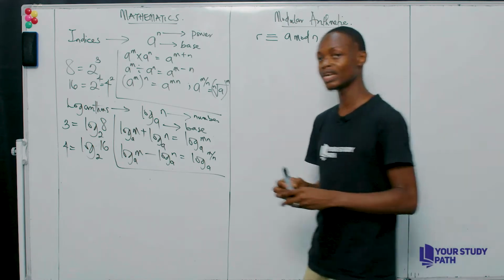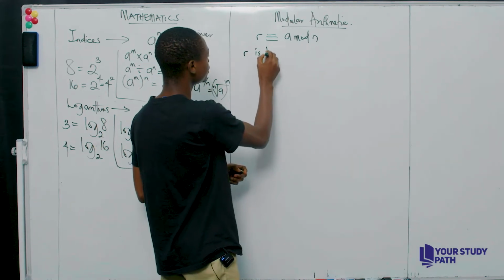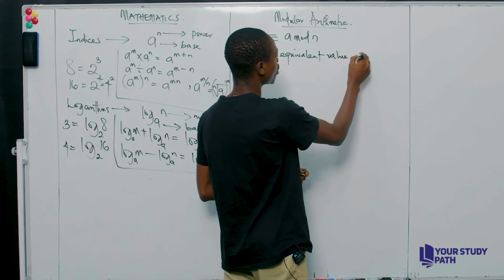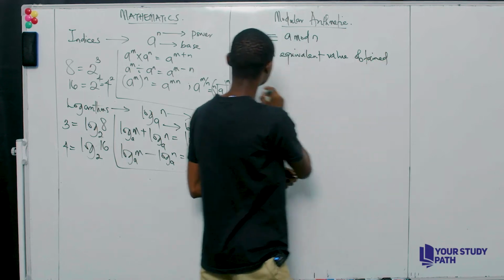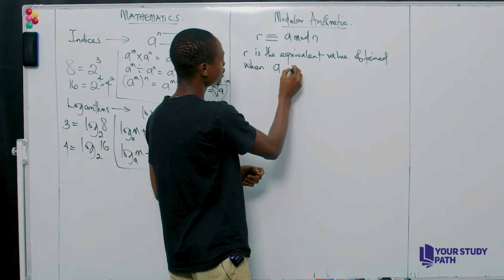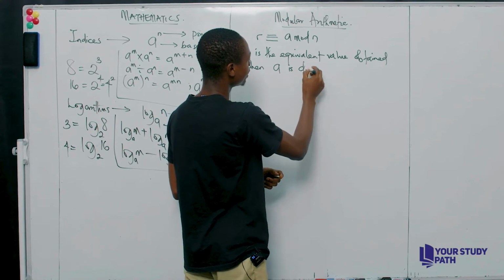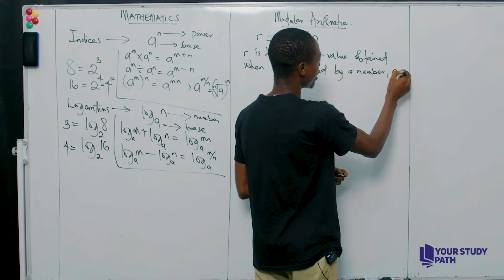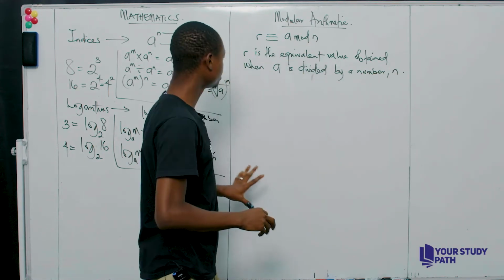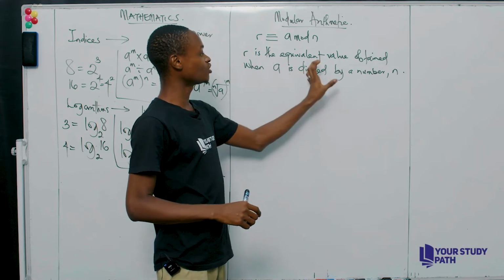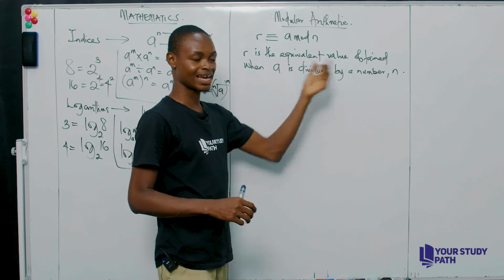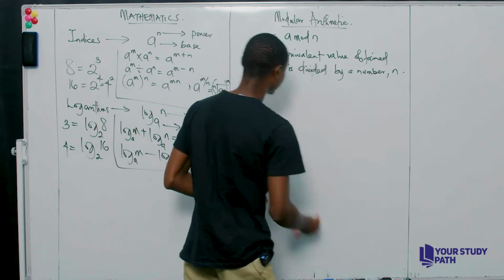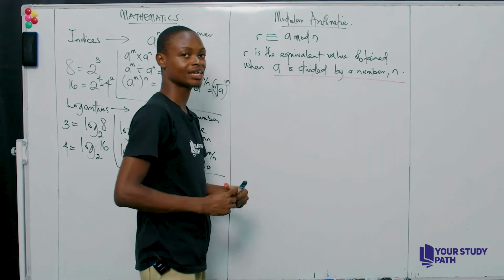Now, what does this mathematical statement mean in plain English? What this simply means is that R is the equivalent value obtained when A is divided by a number n. So which means that equivalent value is obtained whenever A is divided by n. Now let's put more context to this. We are saying that A must be divided by a number n. That is the very first line. So how do we put that?